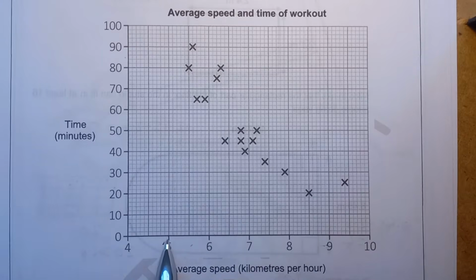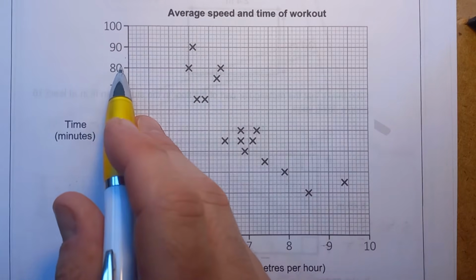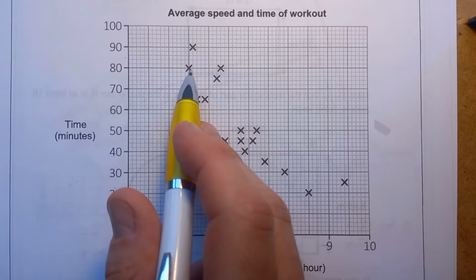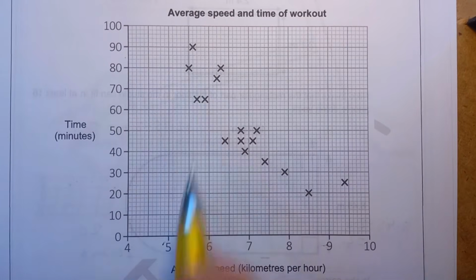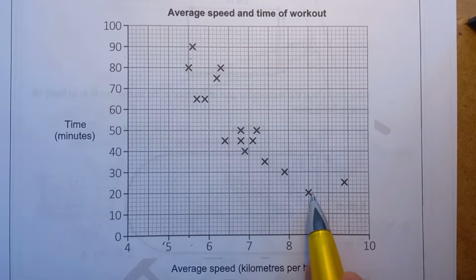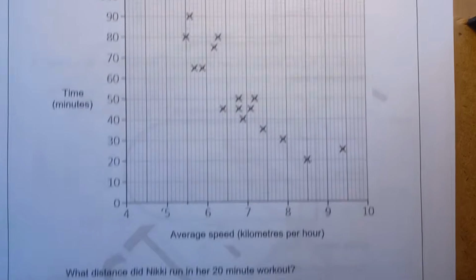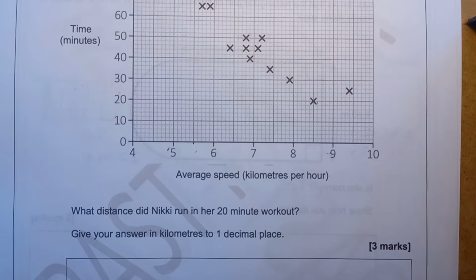So this is saying at an average speed of 5.5 kilometers per hour, she lasted 80 minutes. Okay, so 80 minutes at a speed of 5.5 kilometers per hour. Or a value down here: this one she was going at 8.5 kilometers per hour, and she was doing that for 20 minutes. What distance did Nikki run in her 20-minute workout?